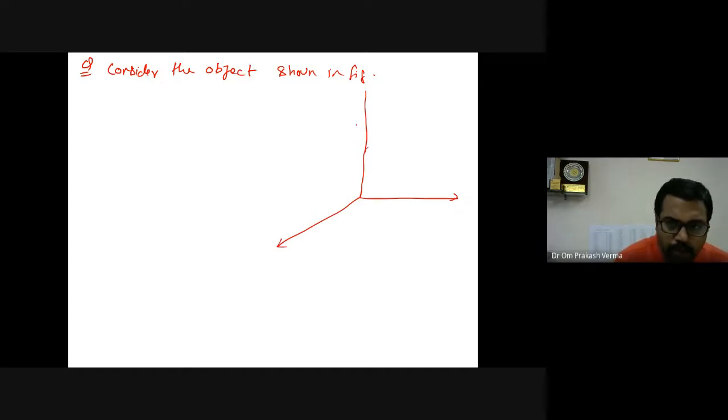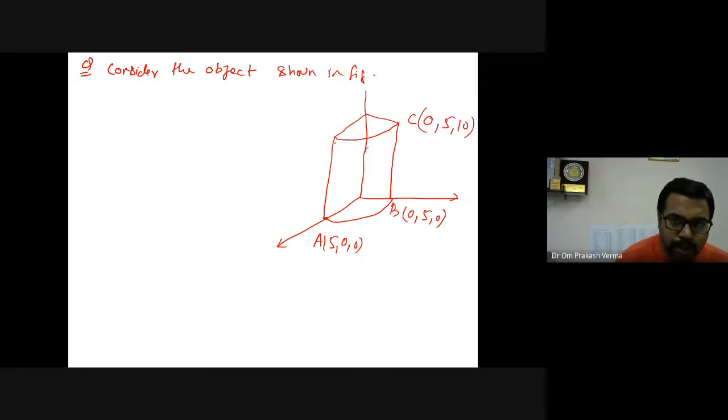Suppose this is one part of a cylindrical portion. The coordinates of the points are given: A is 5, 0, 0, B is 0, 5, 0, C is 0, 5, 10, and point D is 5, 0, 10. These are the coordinates given.